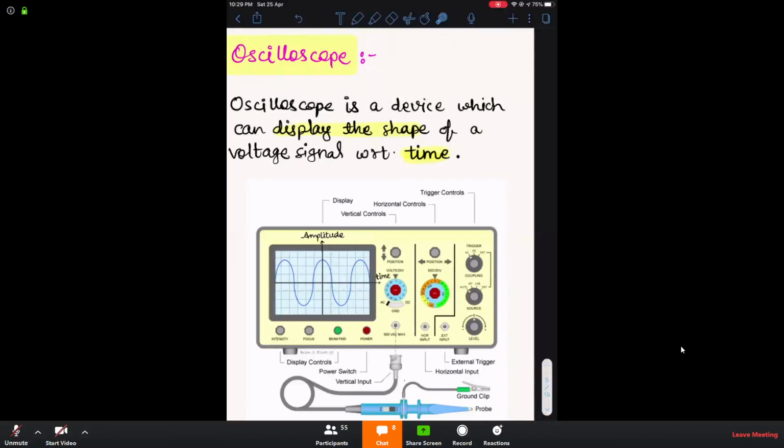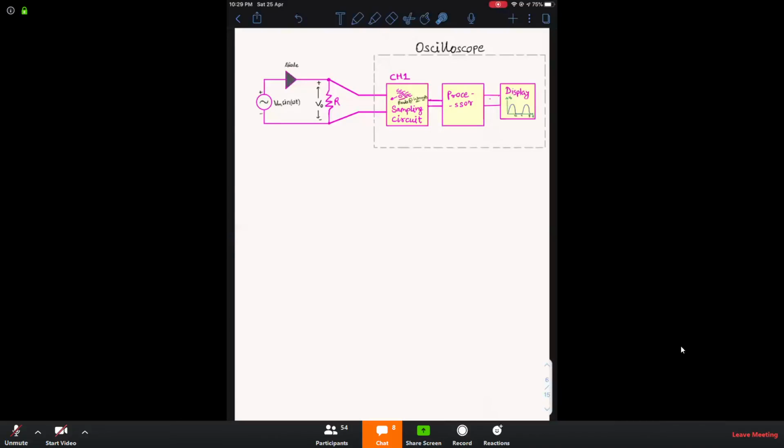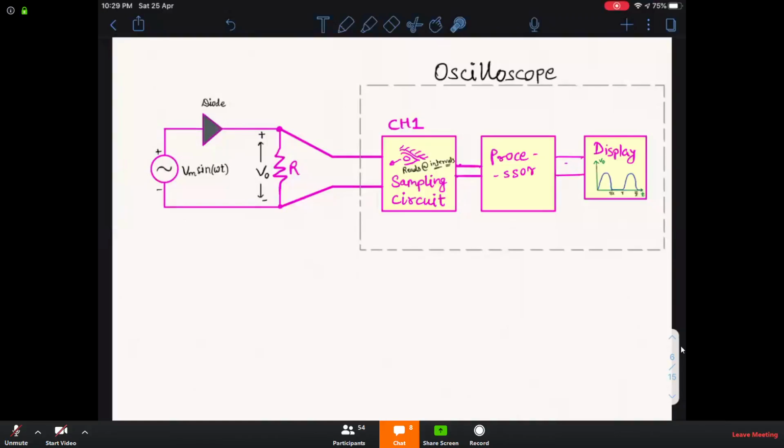Now I will try to show you how the oscilloscope works. Don't mind, because it is not a very detailed circuit. I don't want to make the circuit very detailed, because for a few students it might be boring, so that's why I have made it very brief. Here you can see that we have a circuit for a half wave rectifier.